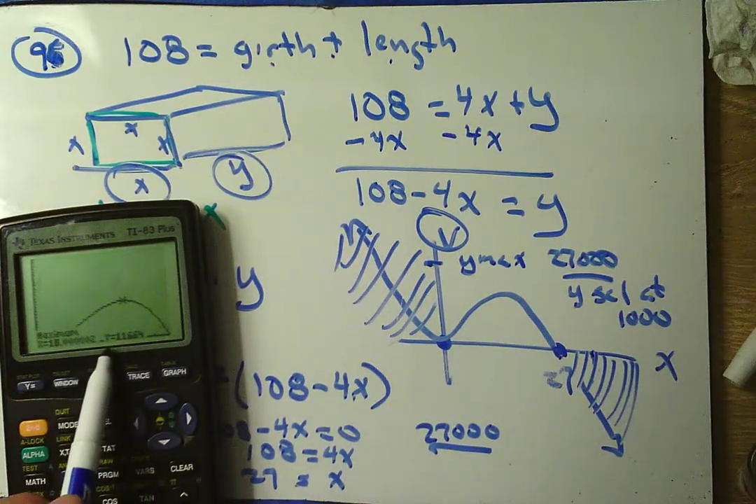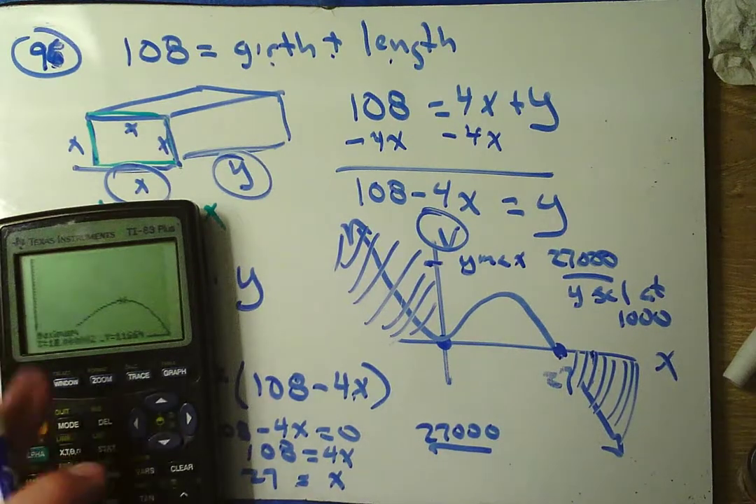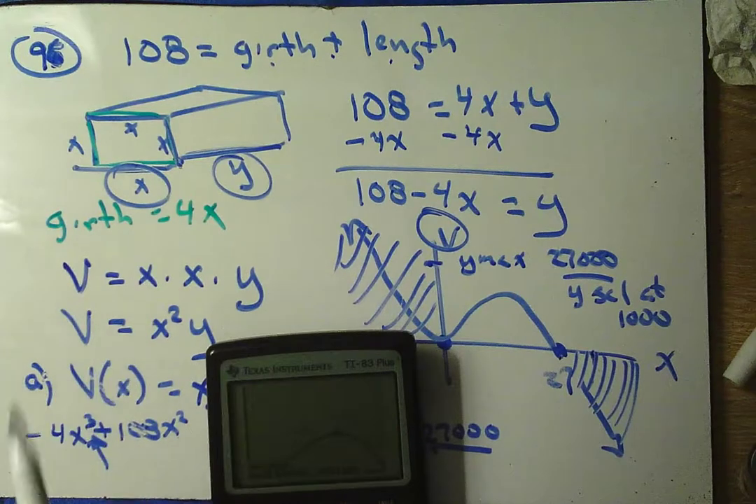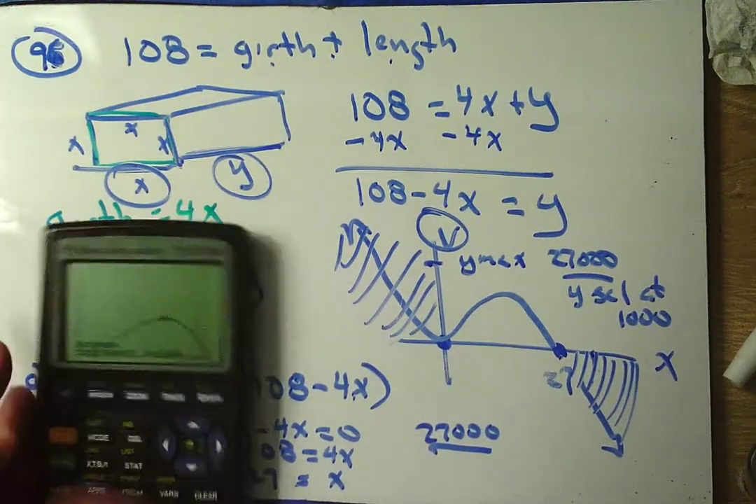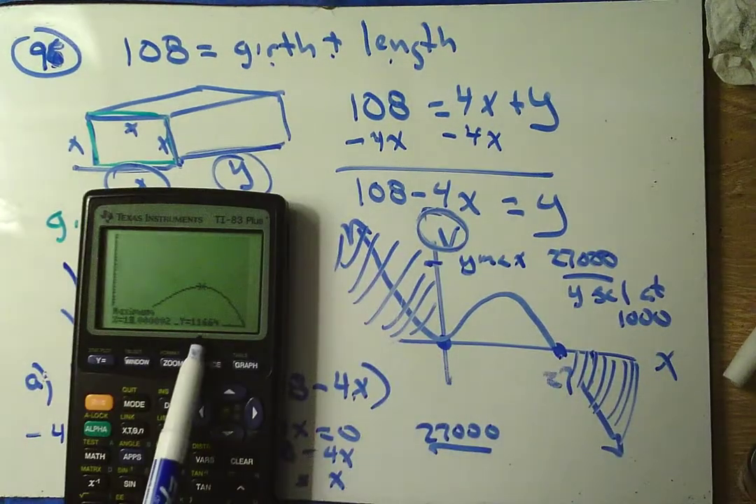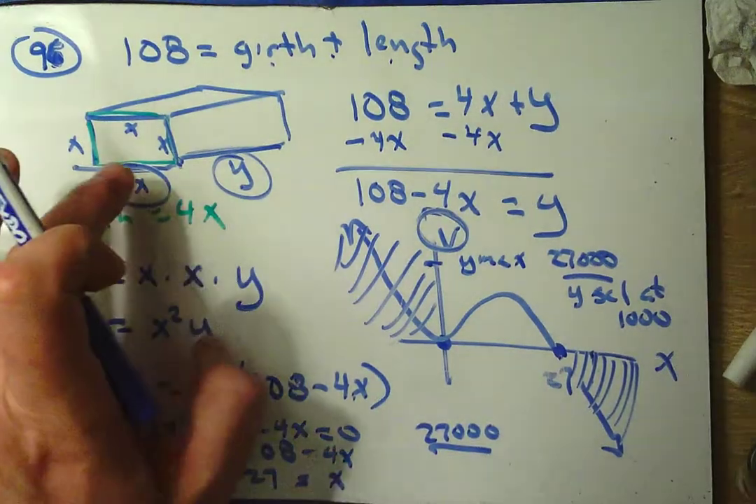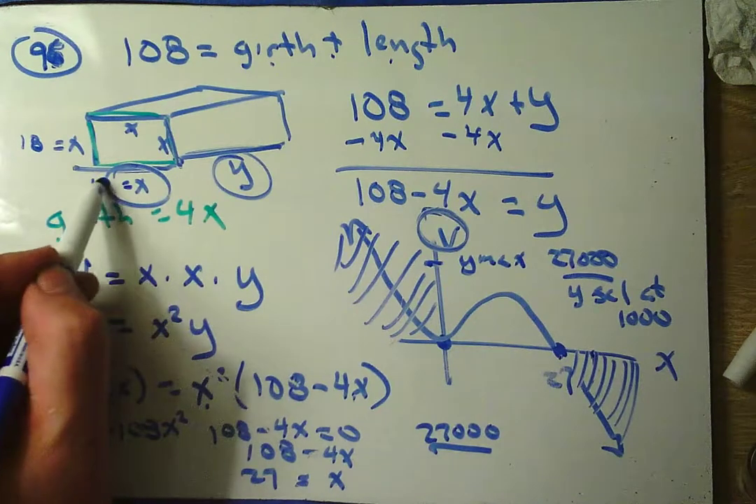Please note, even though it says y here is 11,664, this is not 11,664. This y is about this axis, and remember, that's volume. What we know here is the maximum volume is 11,664 when x equals 18. Okay, so they wanted to know dimensions. We know x equals 18.